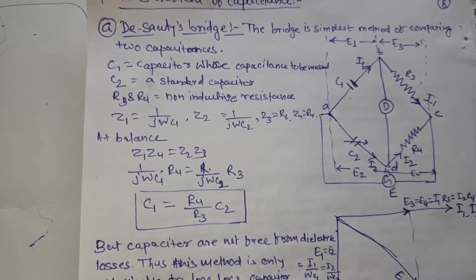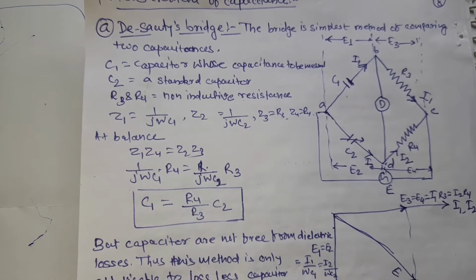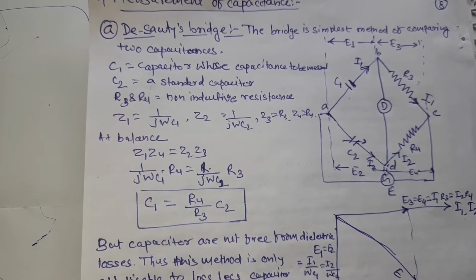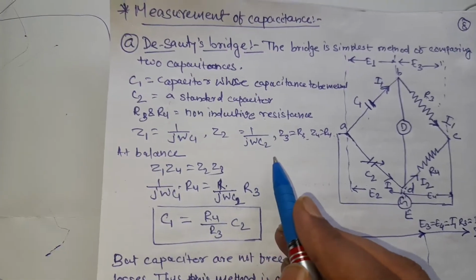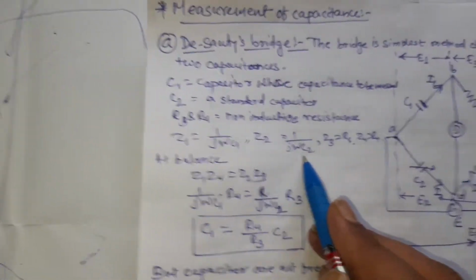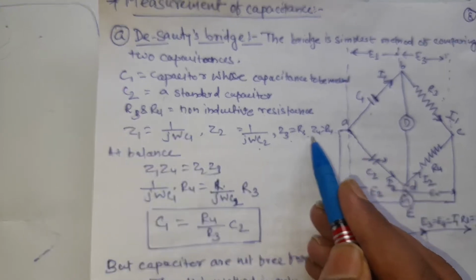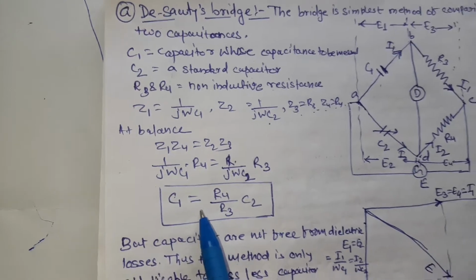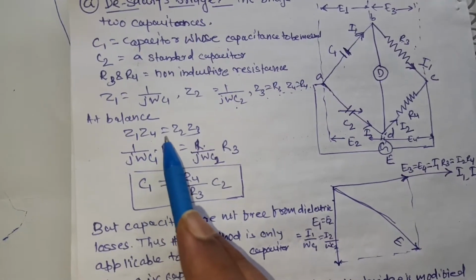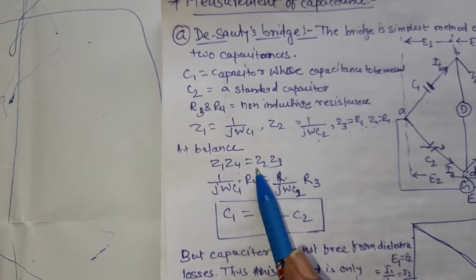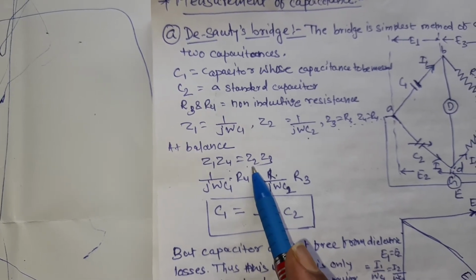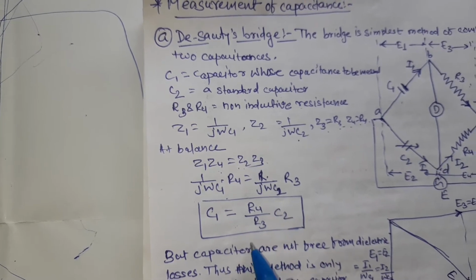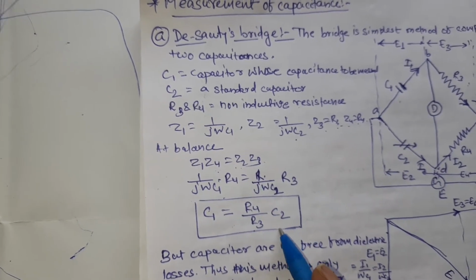According to the standard AC bridge expression, first we have to find out the impedance of each arm. Suppose Z1 arm is equal to 1 by j omega C1, Z2 arm is 1 by j omega C2, Z3 is equal to R3, and Z4 is equal to R4. At balance condition, Z1 into Z4 is equal to Z2 into Z3. By putting the values of Z1, Z2, Z3, Z4, we get C1 is equal to R4 by R3 into C2.